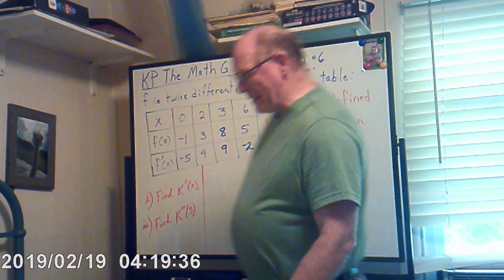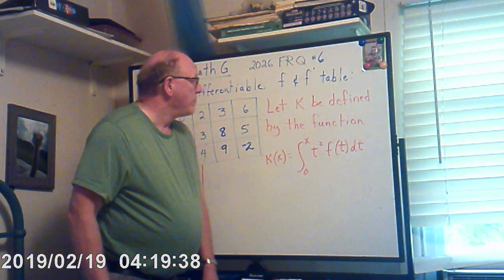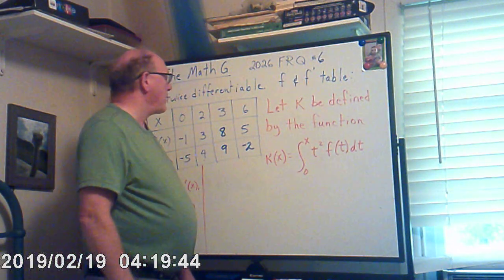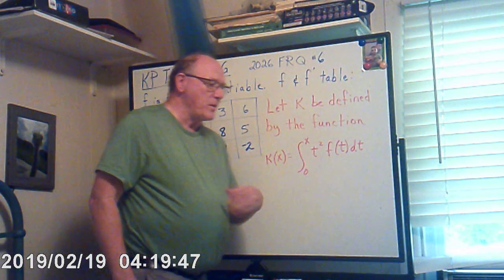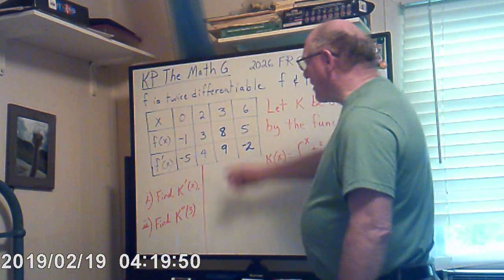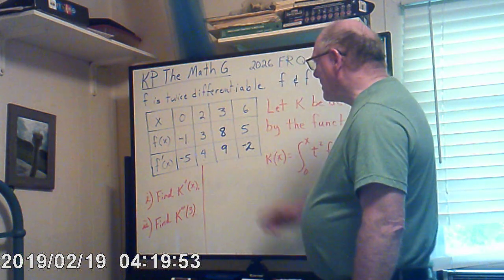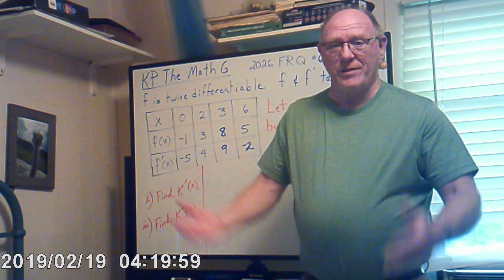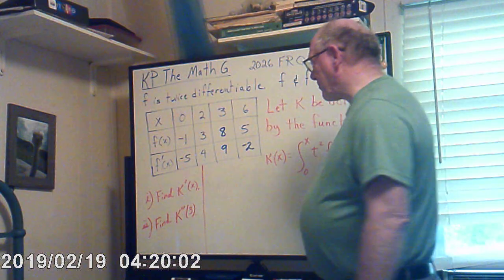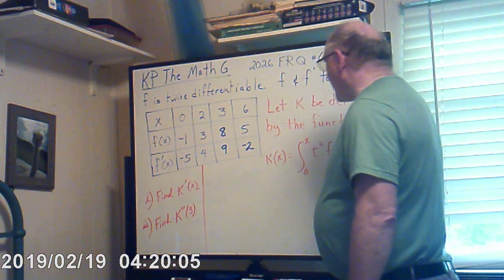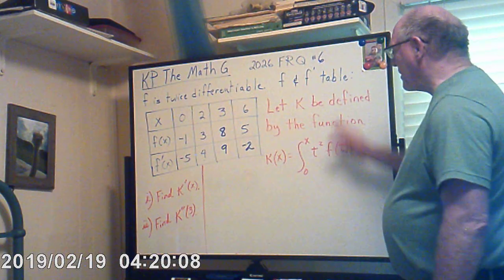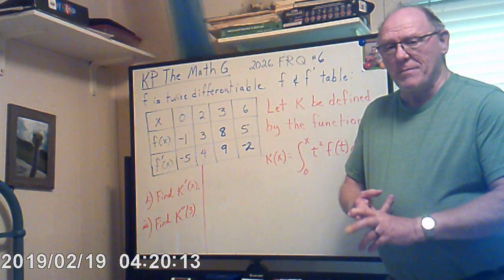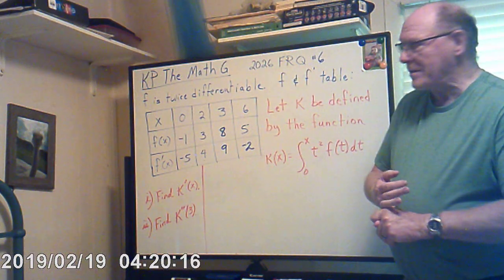This is the 2026 video. It's free response question number 6, and it has to do with a twice differentiable function f, with a table of f and f prime. As you can see, the table here, and this is supposed to be differentiable, which means that the function is, you got it, continuous. This is part D. I didn't put part D down, but this is the last part of it. I've done parts A and B together, part C, and now part D.